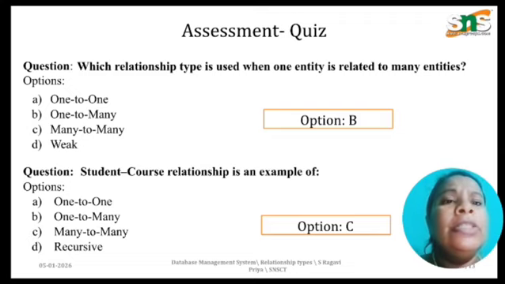Next one: the student course relationship is an example of what? In student we have different kinds of entity, and in course also we have different kinds of entity. So the right option is option C.